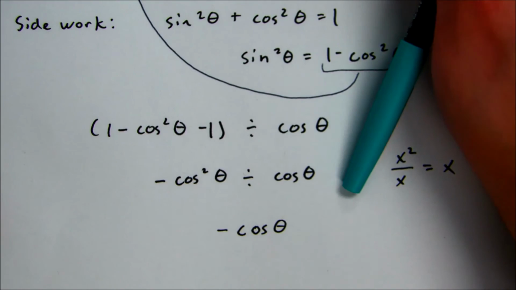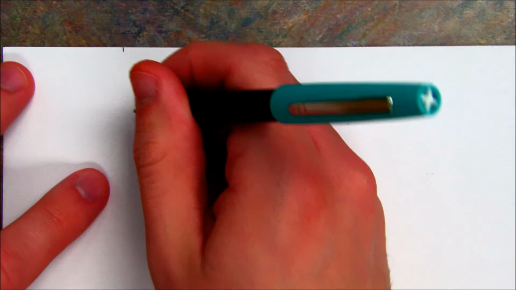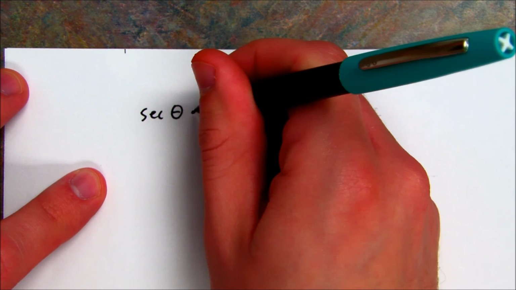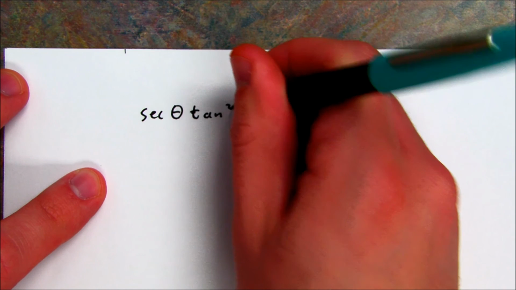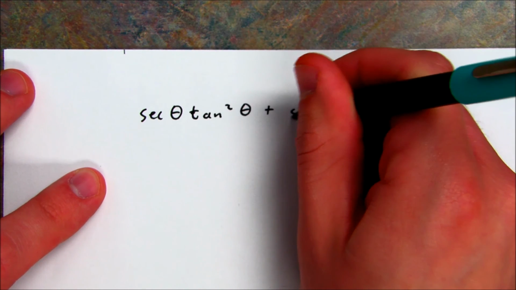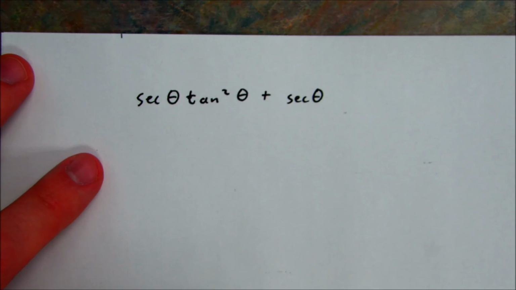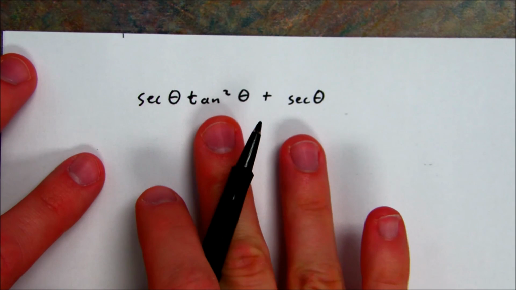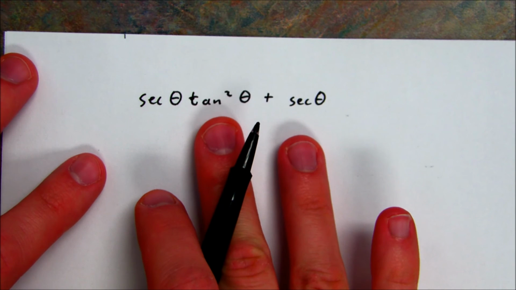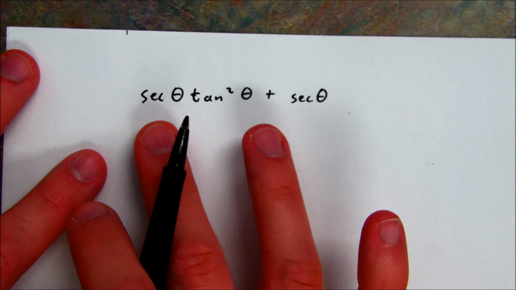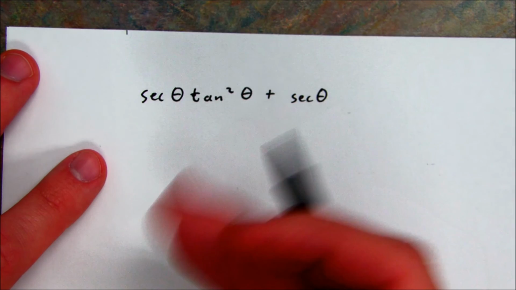Let's do one more. Let's try this one. So here's what I've got. I've got secant theta times tangent squared theta plus secant theta. Now, there are a few different ways to approach this. Personally, I would try and factor this. And I think that's the method I'm going to go with. Just kind of a precursor of a hint to come: see if you can factor.